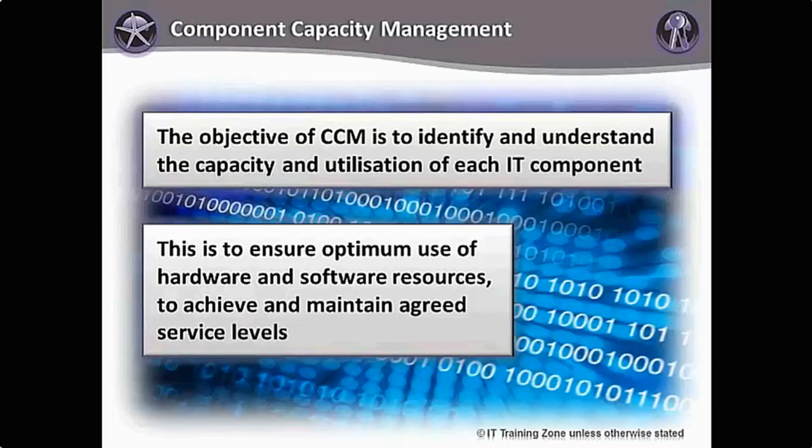The last capacity management sub-process is component capacity management. The objective of component capacity management is to identify and understand the capacity and utilization of each of the components of the IT infrastructure. This is to ensure the optimum use of current hardware and software resources in order to achieve and maintain the agreed service levels.